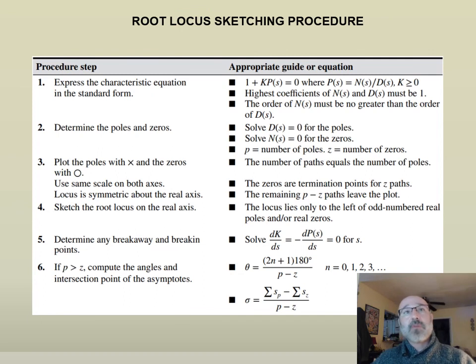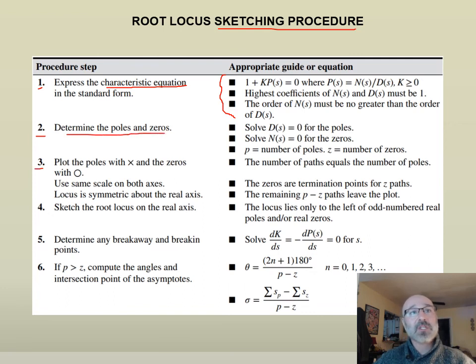Another great resource from our textbook is this table that talks about the sketching procedure. If you're dealing with each step individually, step 1 is to express the characteristic equation in standard form. We saw how we did that in our couple of example problems, and it gives you a little bit of information over here for how to do that. Step 2, determine your poles and your zeros. Step 3 in the procedure, plot the poles with an X and the zeros with another reference, in this case an O.